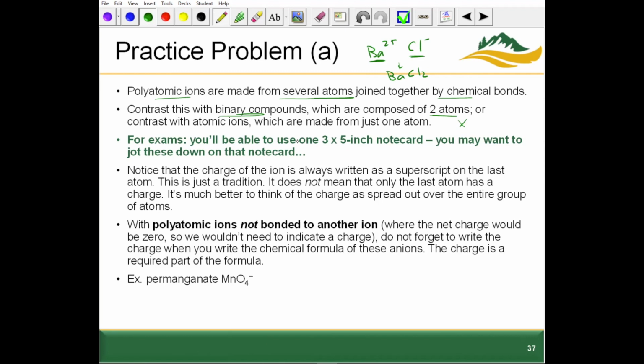One thing to note here is that you will be able to use one 3x5-inch note card with handwritten notes only, so you may want to write down some of these polyatomic ions on that note card. We recall also from previously that this charge is dispersed over the entire polyatomic ion. So that negative charge is not just on the oxygen, but it's dispersed over this entire polyatomic anion. So that charge there is important.